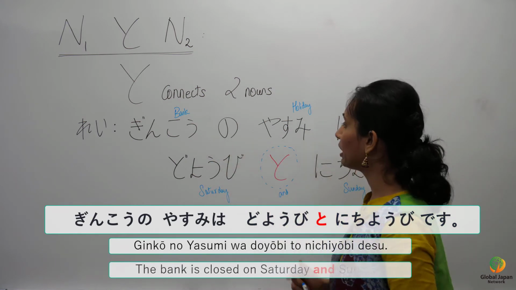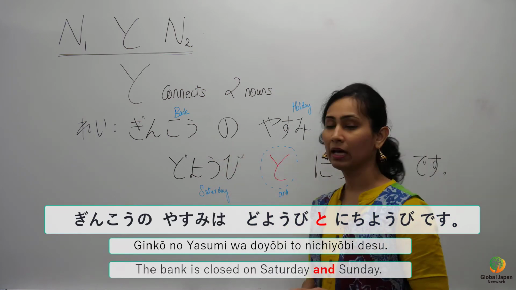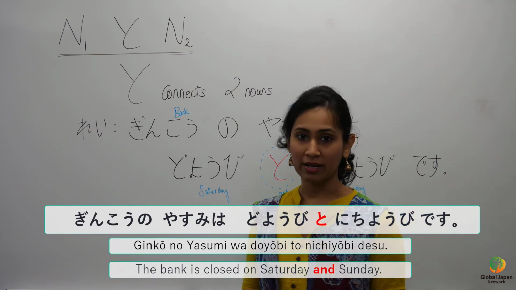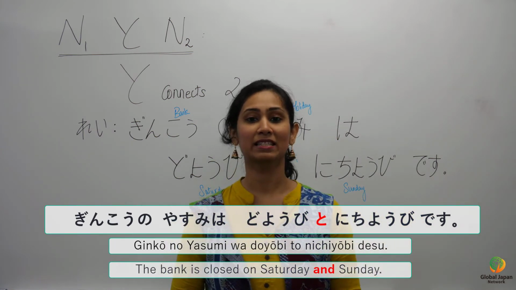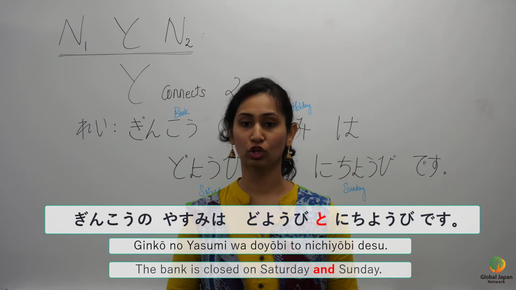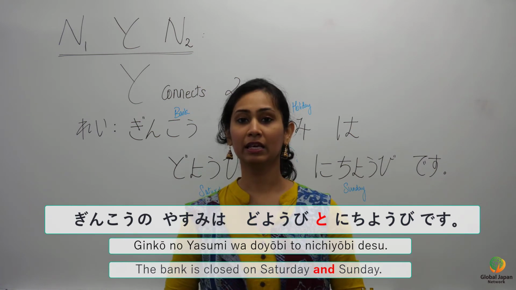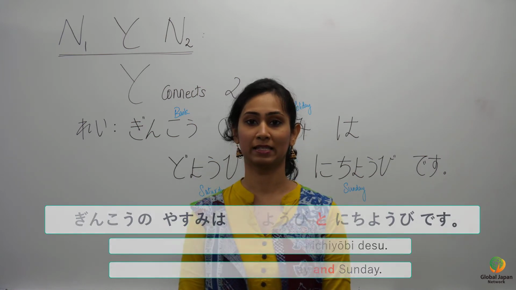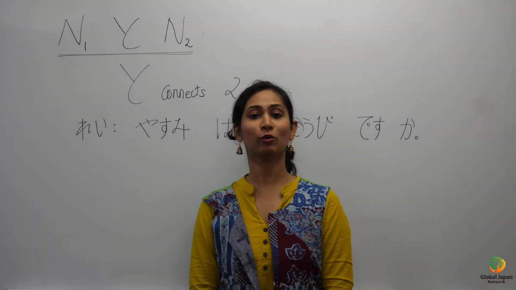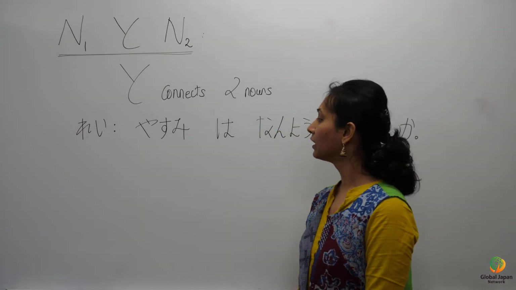Let's understand the meaning of the sentence now. The bank is on holiday, or we can tell bank is closed on Saturday and Sunday. The bank is closed on Saturday and Sunday. The sentence for it would be Ginko no yasumi wa doyobi to nichiyobi desu. Let's take a look at another example now.